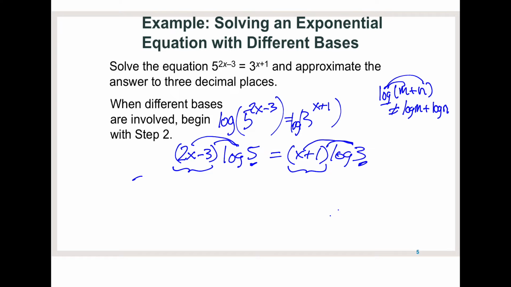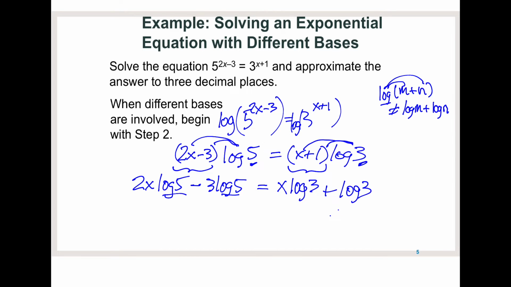Coefficients. They're going to be out front. In other words, this would be 2x times the log of 5, which is just going to be some number, minus 3 times the log of 5. Again, it'd be like distributing a 2, but the log of 5 is not 2, it's the same thing. It's a constant value that we're distributing. And so then we have here x log of 3 plus 1 log of 3, which is just log of 3.